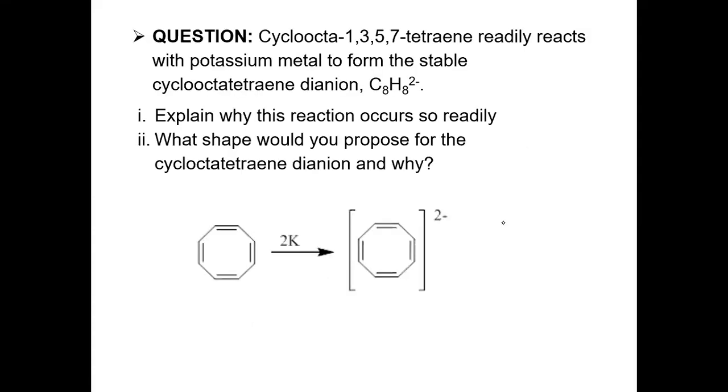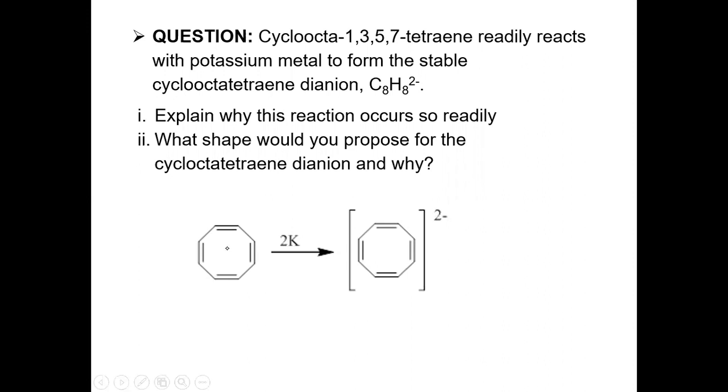Good. Now a question for us to try. We are saying that cyclooctane-1,3,5,7-tetraene readily reacts with potassium metal to form the stable cyclooctatetraene dianion. Explain why the reaction occurs readily. One of the reasons a reaction occurs is to form a more stable product, and we are learning about aromatic compounds. This is very simple. That is because the product here is aromatic. Yes, we can show why it's aromatic.